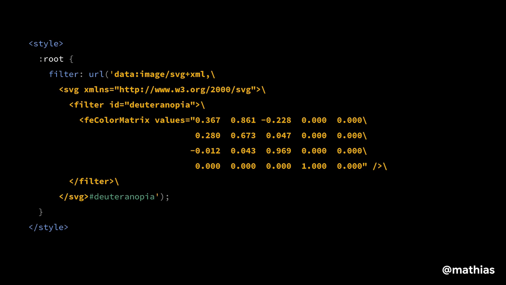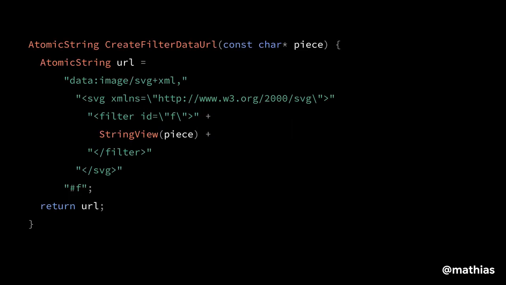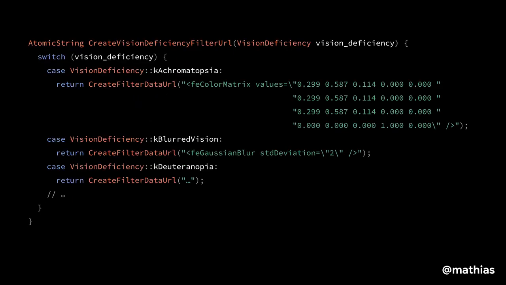So far, we've only talked about how to simulate vision deficiencies using web technology. Interestingly, our final implementation in the Blink renderer is actually quite similar. Here's the C++ helper utility we've added to create a data URL with a given filter definition based on the same technique. And here's how we're using it to create all the filters we need.